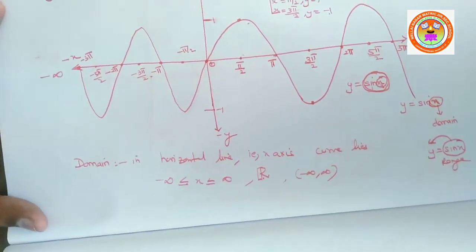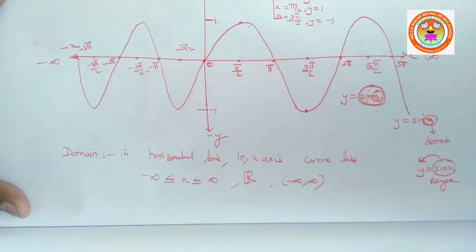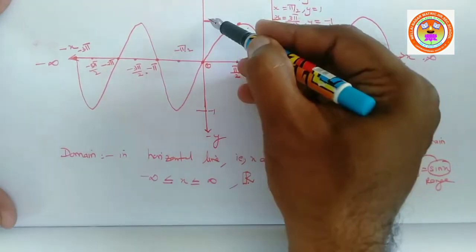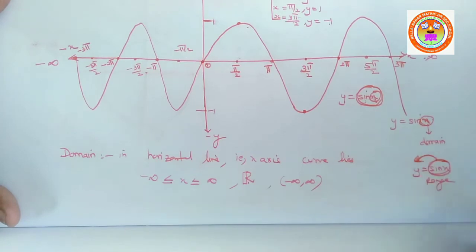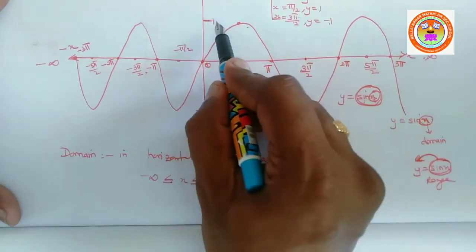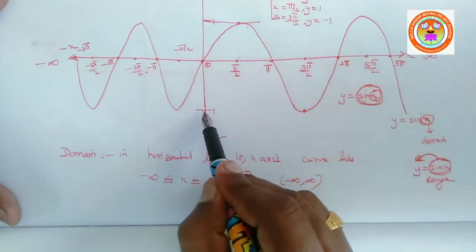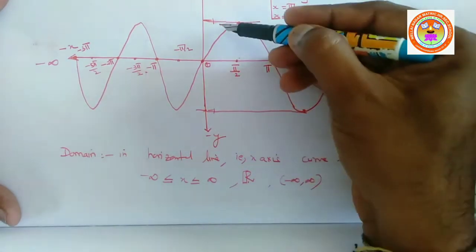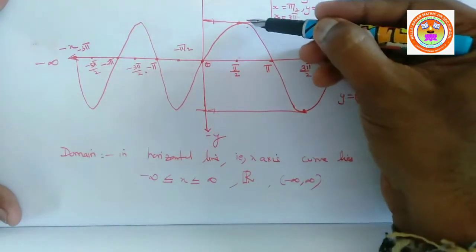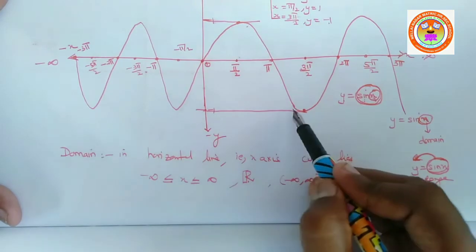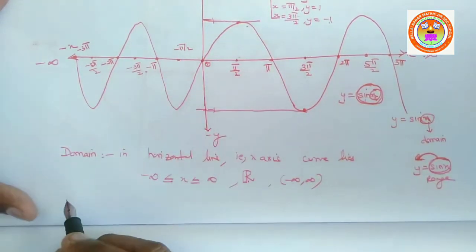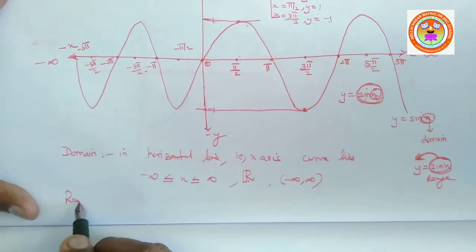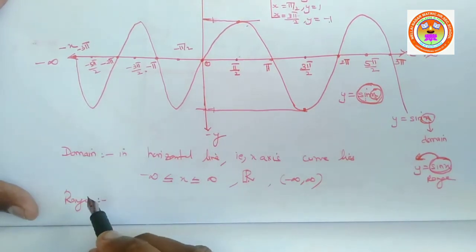What is meant by range? You can easily calculate the range. Sin x is y, so the range is where the curve lies on the y-axis. The curve does not move beyond 1, and it does not move beyond minus 1. It lies between minus 1 and 1. Therefore, the range is minus 1 to 1.